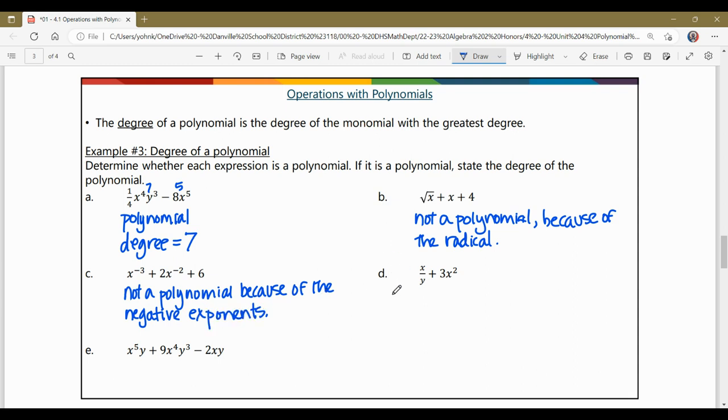Okay, letter D, x over y plus 3x squared. Again, this is not a polynomial. You can't have variables in the denominator. No variables in the denominator.